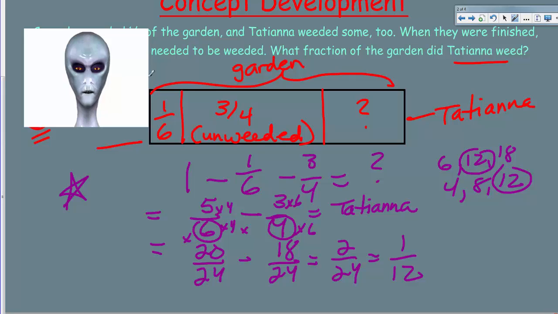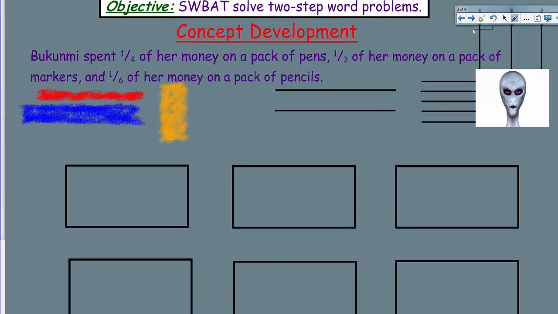Seems pretty easy, doesn't it? It does, I actually kind of think so. Now that was the same problem, just done in 2 different ways. Let's move on to another problem here with Bukumi.